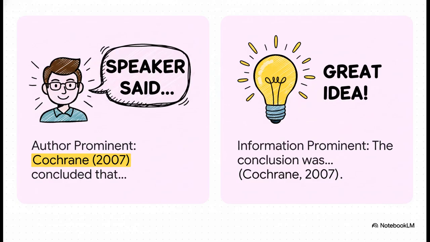On the left, we have author prominent, where you actually make the author a part of your sentence. Cochrane 2007 concluded that. This really puts the focus on the researcher. But on the right, you've got information prominent, where you state the fact first and then you just drop the citation at the end. This obviously puts the emphasis on the finding itself. Both are totally correct, it just depends on what you want to emphasize in your sentence.